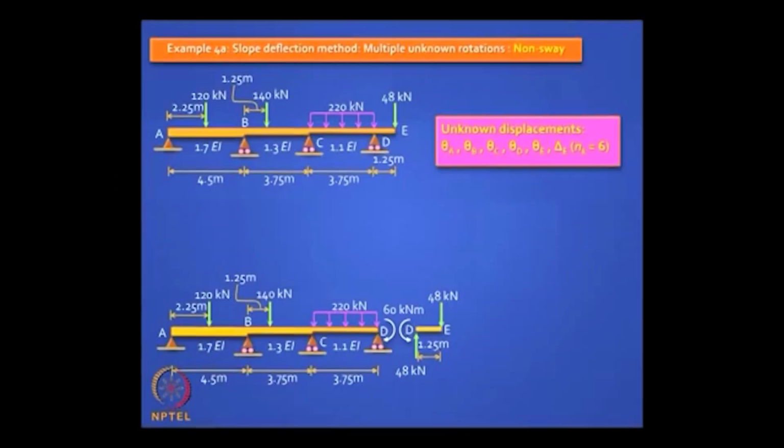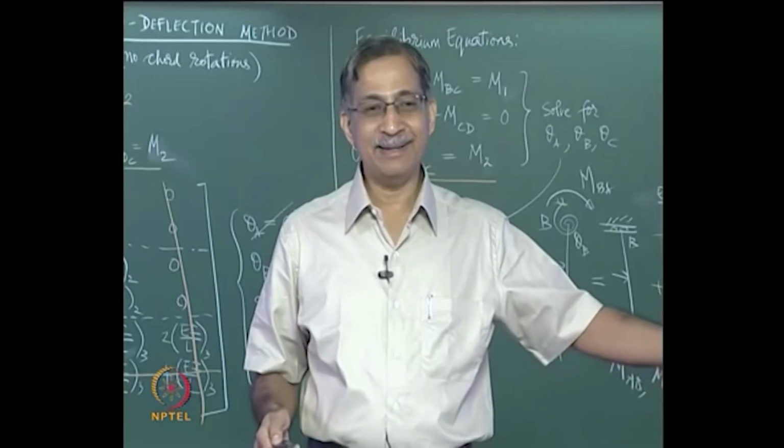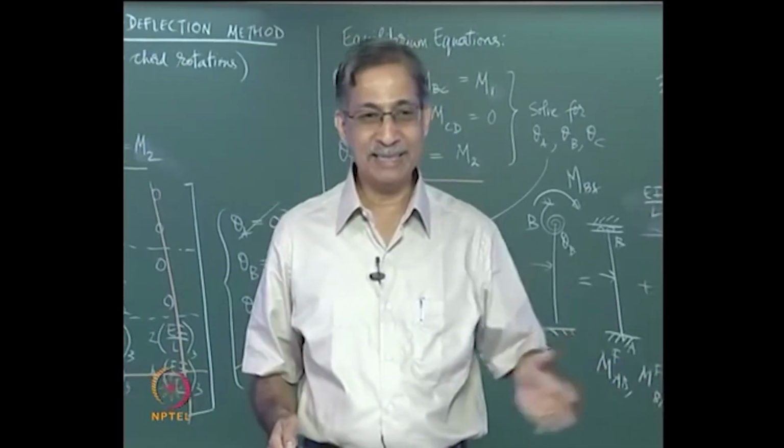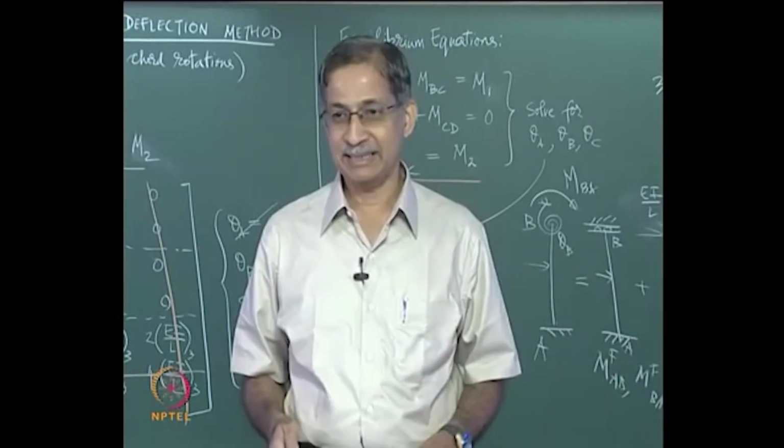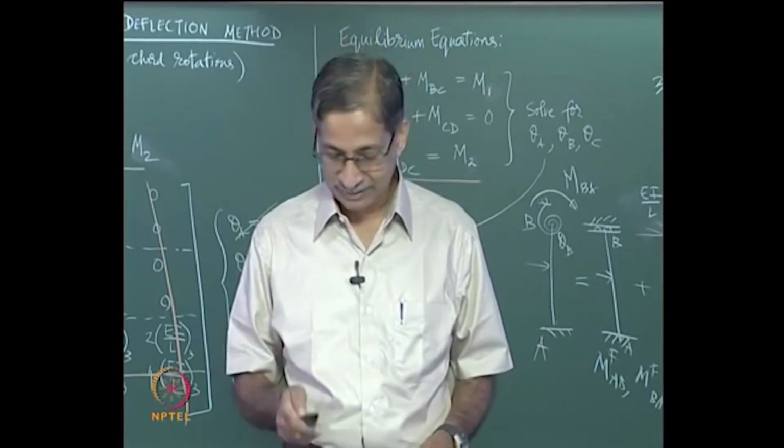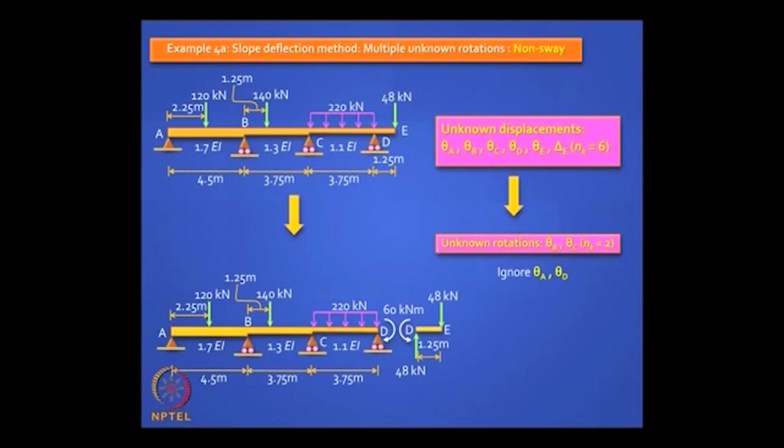So what is the indeterminacy here? It is 4. Okay, it can be 2. A is a simple support, D is a simple support. You know the moment at A is 0, you know the moment at D is 60. Is it clear? So that is a clever thing to do. So we make it 2. So from 6 we went to 4, we went to 2, just theta B and theta C.